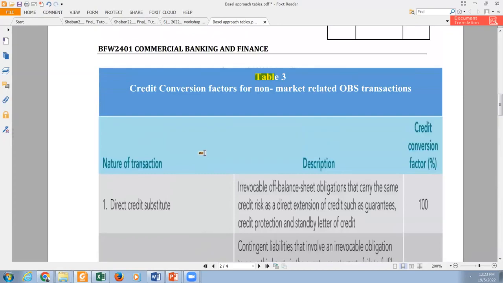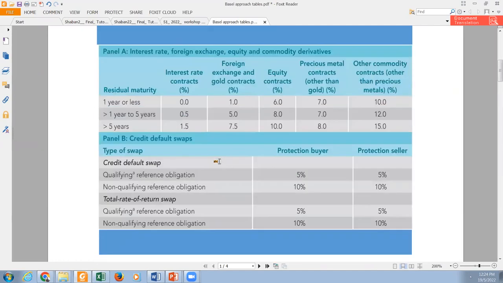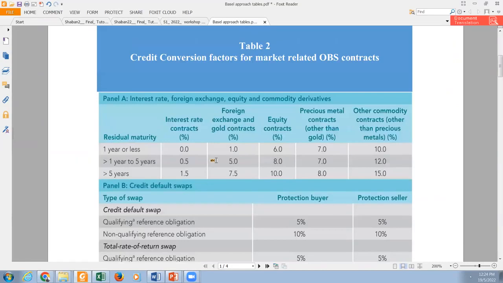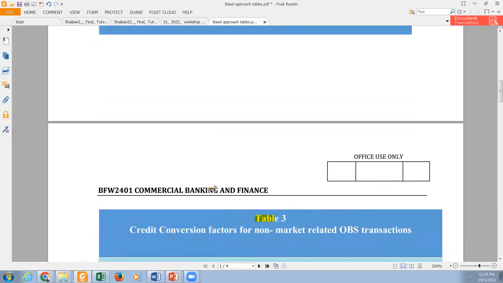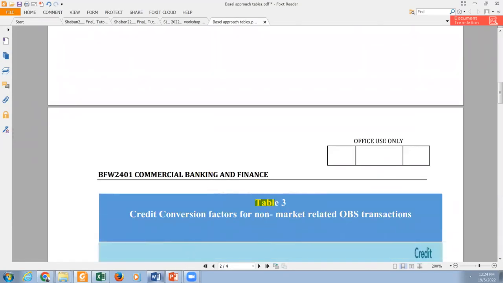So just to recap, this is the most confusing one in these problems of capital adequacy. If we are talking about the off-balance sheet, we have to see whether the asset is market-related or non-market related. If it is market-related, then it is a derivative contract, and we talk about table 2. If it is non-market related, then we use table 3 and 4. Let's go to the problem.